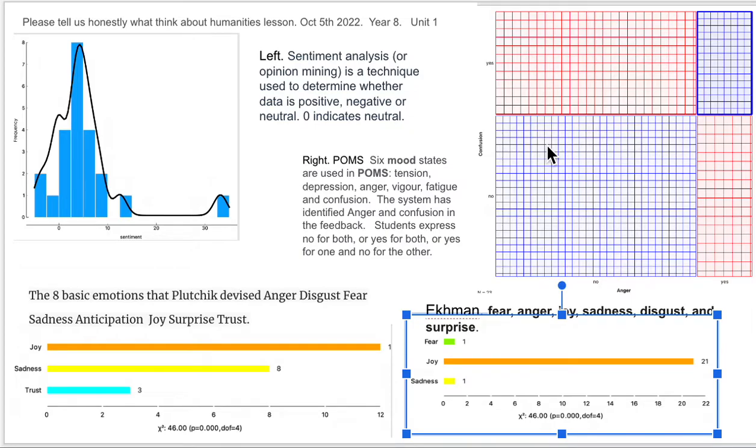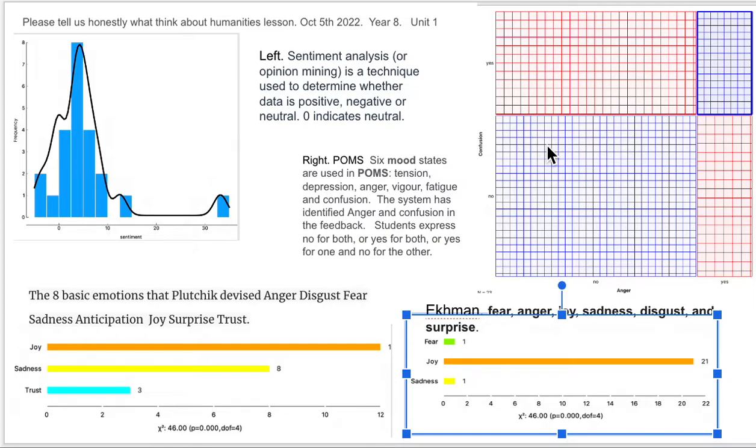Do remember the point that I made earlier, that anger doesn't necessarily mean that the student is angry about your lesson. What anger here is more talking about is frustration or things that they are not too sure about. It doesn't necessarily mean that they're actually angry about what's going on in your lesson.